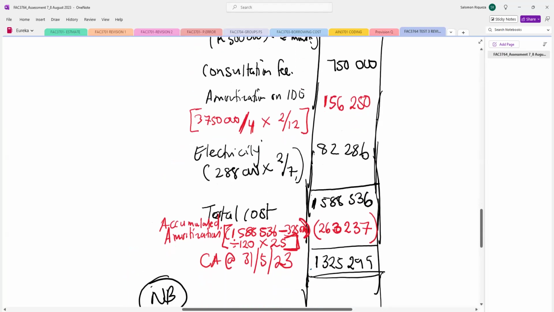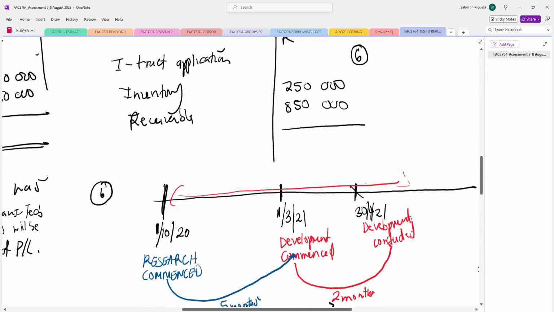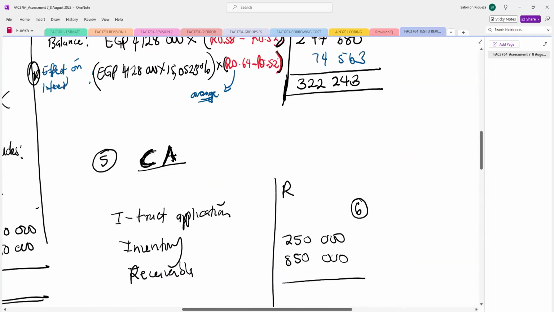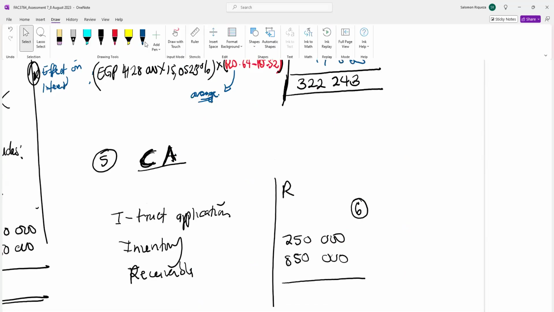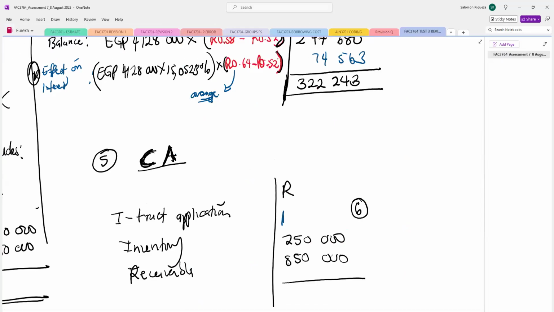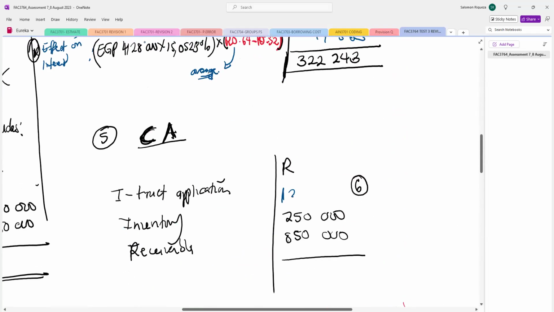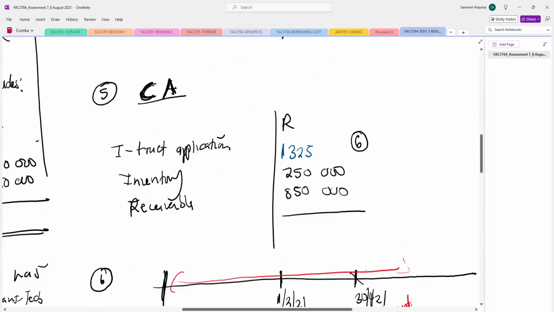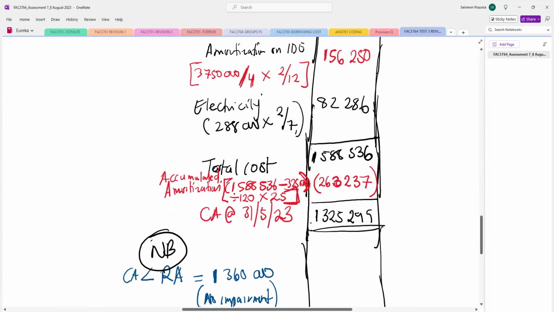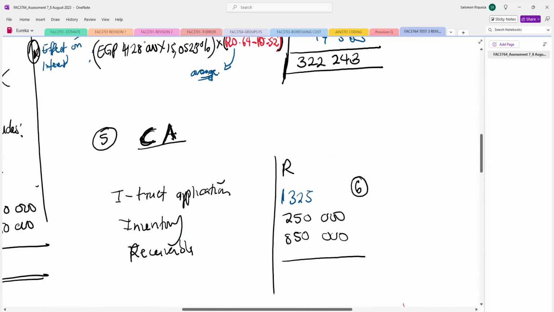So now that I have my carrying amount, I can continue with my question. So my carrying amount, 1,325,299. I come here now. I've calculated. Let me use a different color. 1,325,299.